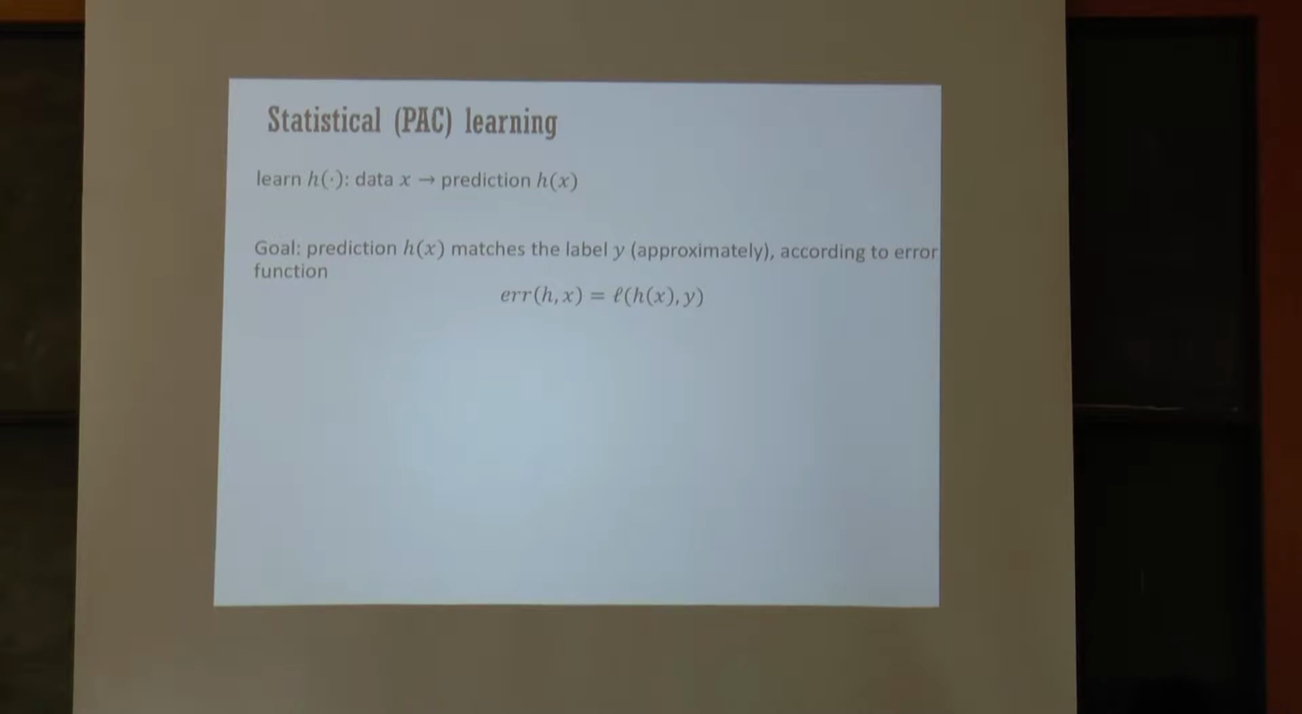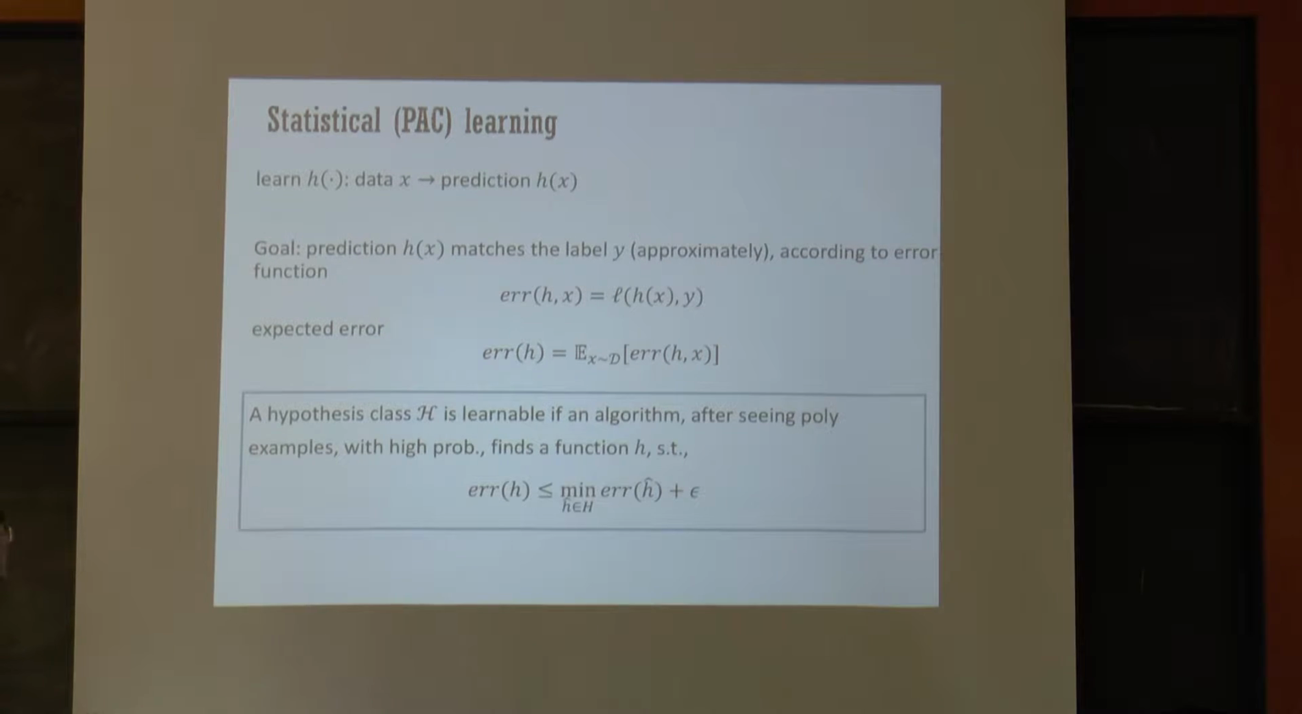Often, the way to measure the quality of the solution is to measure how well our prediction h of x matches the ground truth label y, according to an error function. You can choose some error function L, which is a function of the prediction and the true label, for example, L2 loss between the difference. After we define this error function on one example, we can define it for all of the examples, in the sense that we can define the expectation of the error over the distribution of the data.